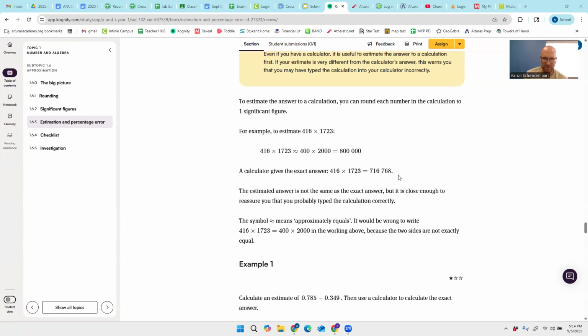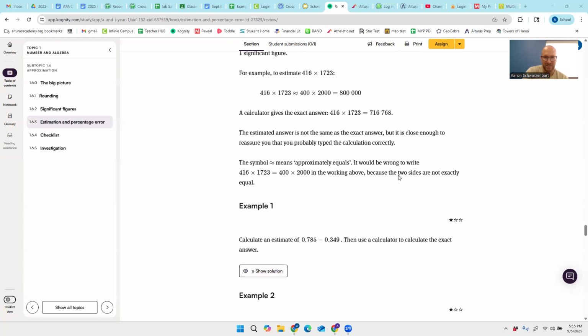The actual number, you'd use a calculator, is 716,768. Clearly, the estimate is okay. It's not great, but it does give you this idea of, is my answer close? It's good to have an estimate because you can check, did I type it in right? Or did I type it in like a moron and hit a wrong key? I do that sometimes. So having an idea of an estimate is a good idea.